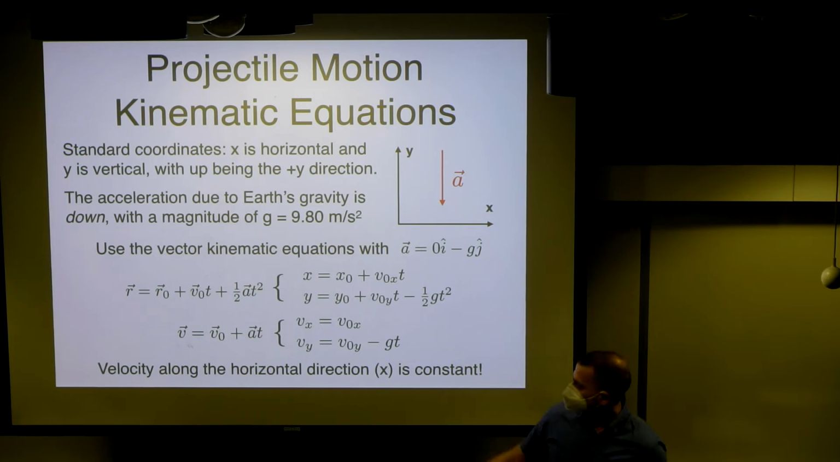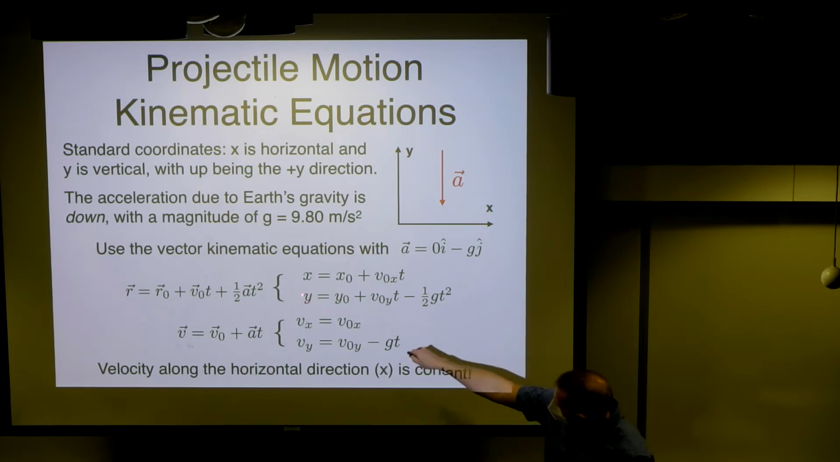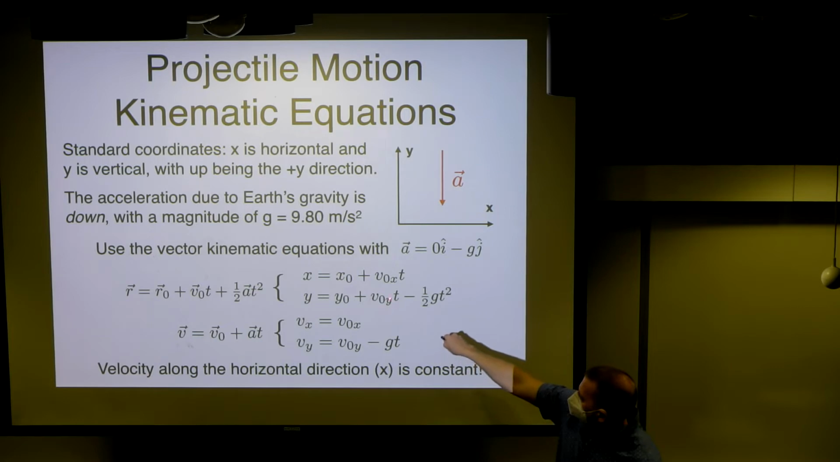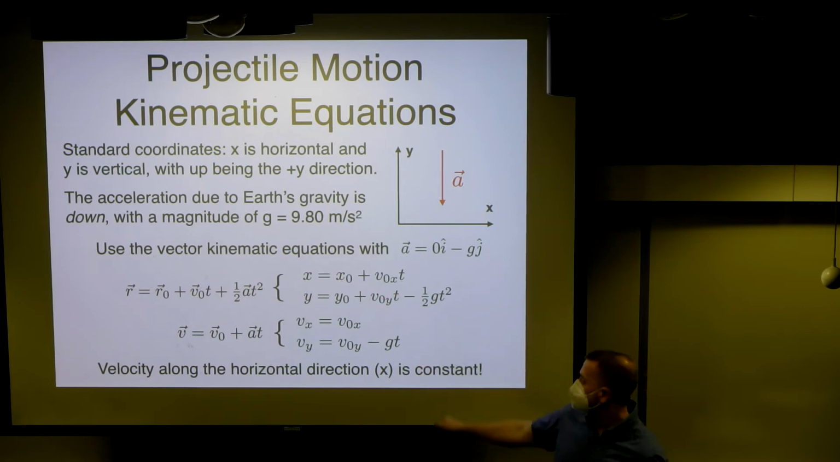For the y motion, final y position, calling that y, initial y position, calling that y naught, so that goes in here. Initial y velocity, v naught y times time, and then what's our acceleration in the y direction?